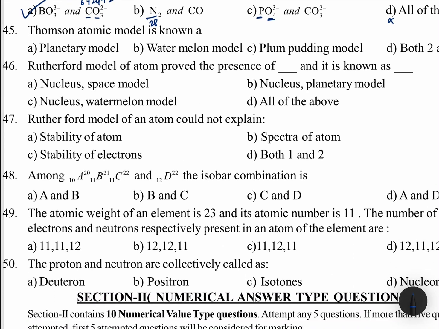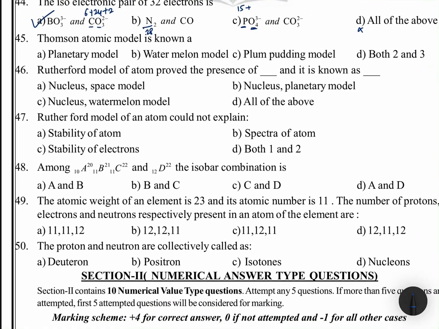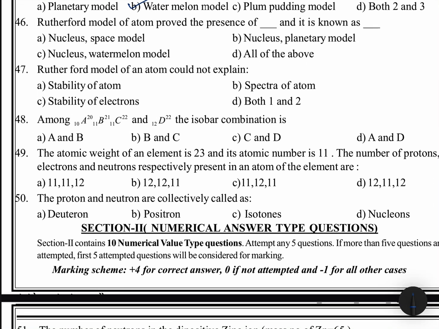Thomson atomic model is known as the plum pudding model, or you can say the watermelon model. Rutherford's model of the atom proved the presence of the nucleus and it is known as the planetary model. Correct.